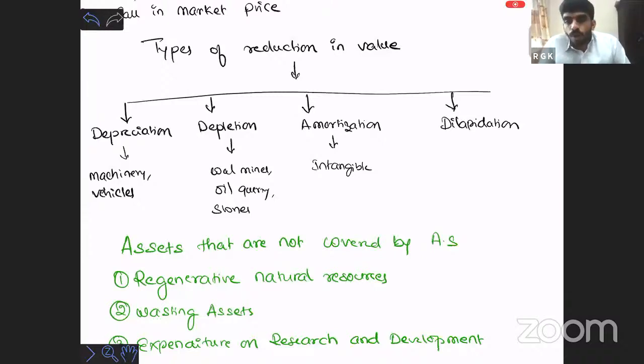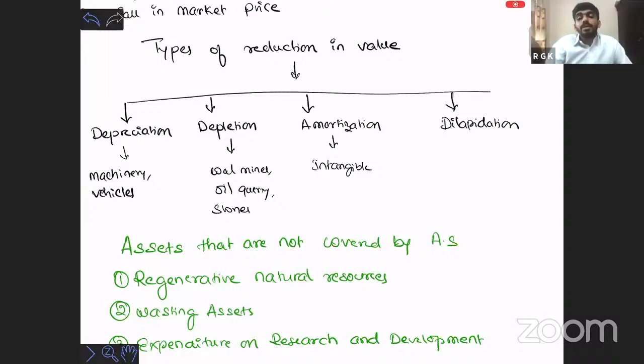Now obviously, once it is given to the hotel, the lease period comes to an end, and by the time the lease period comes to an end, you have to restore the building and give it to me. Whatever loss has happened to the building, you have to repair it and give it back to me. So this is called dilapidation.